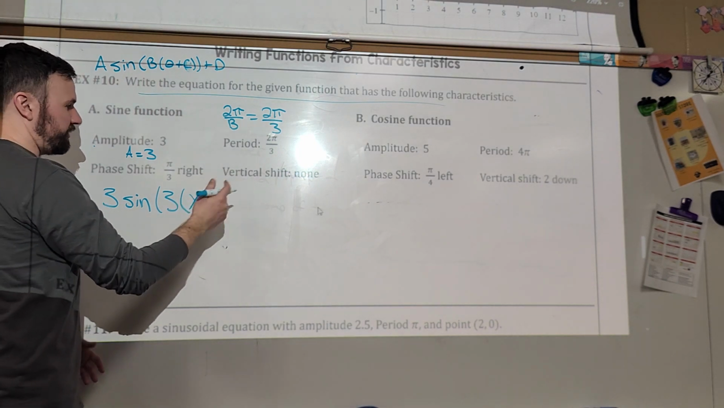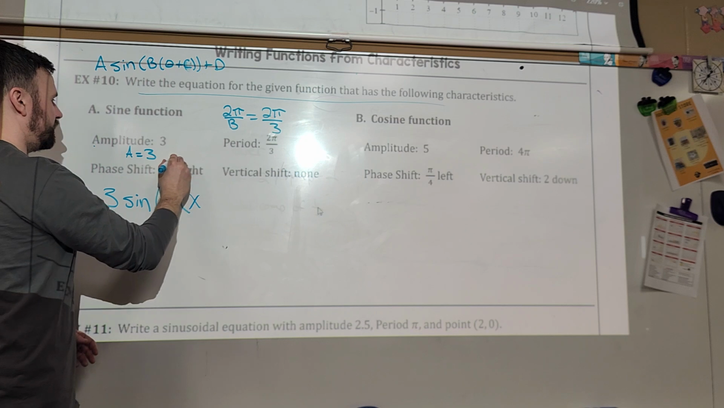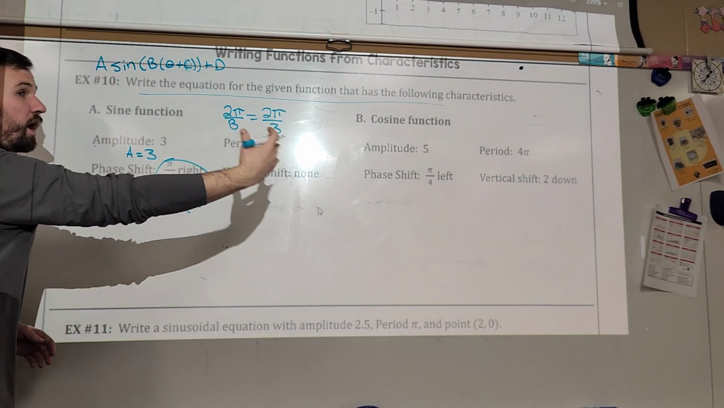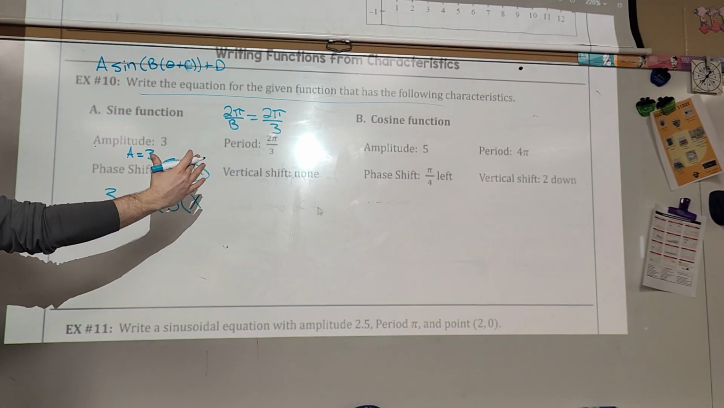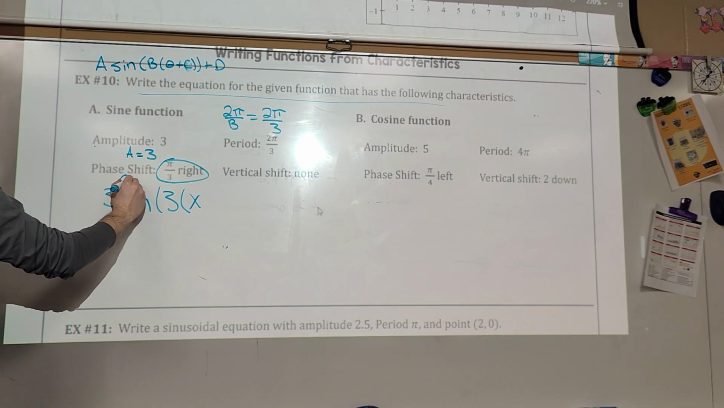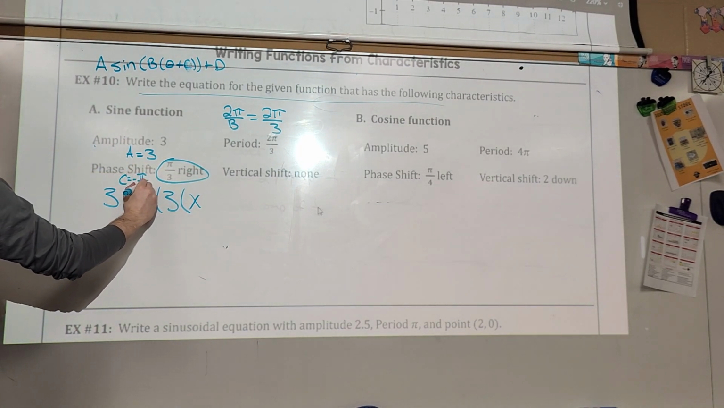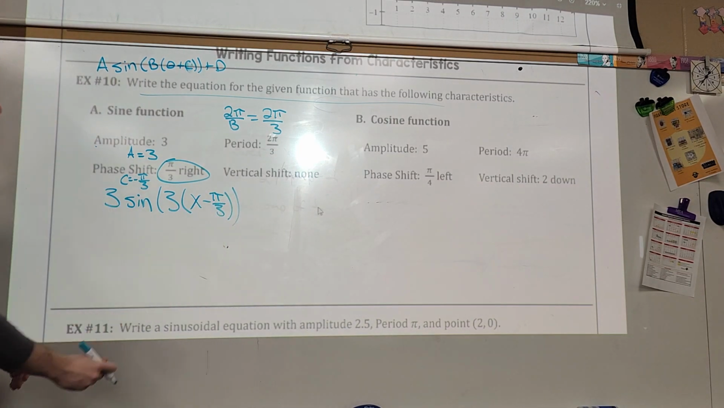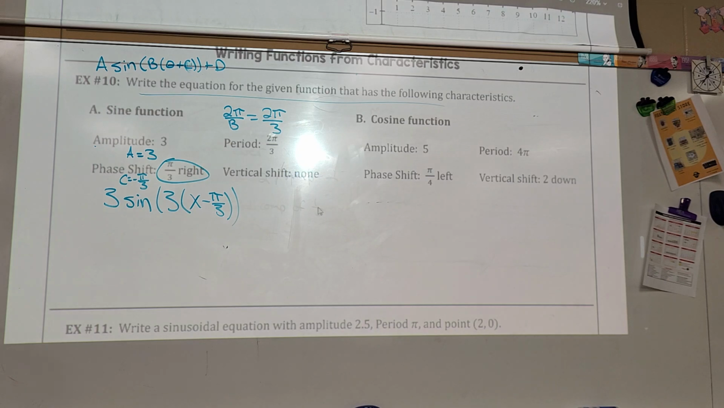So I'm going to do x or theta. What's this going to be? If I go right, it means it's negative. So my C is going to be negative pi over 3, right? Is there any vertical shifts? We done. We done.